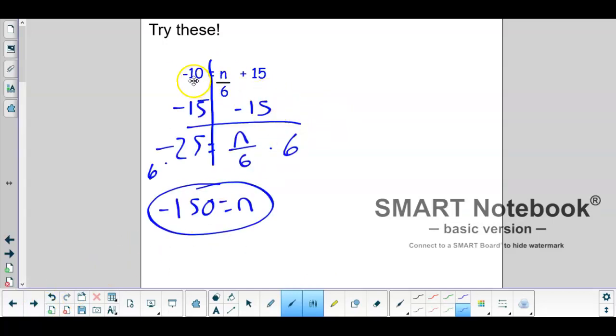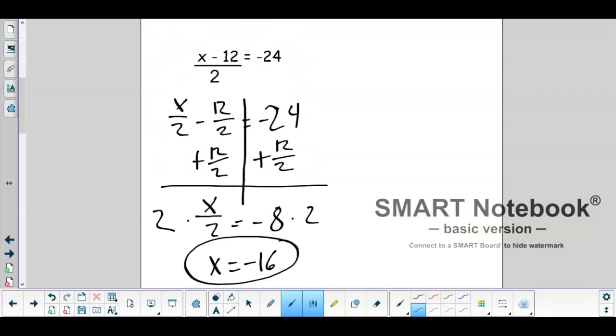Okay, first example, I had negative 10 is equal to n divided by 6 plus 15. The first thing I did to both sides was subtract 15 to get rid of my plus 15. Negative 10 minus 15 is equal to negative 25. But that's what n divided by 6 equals. Remember, this is not a fraction. This is a division symbol. So n divided by 6. The opposite of that would be to multiply each side by 6. And 6 times negative 25 is negative 150.